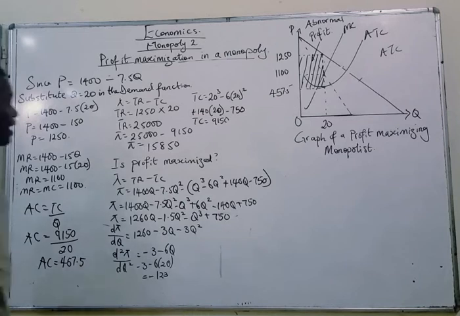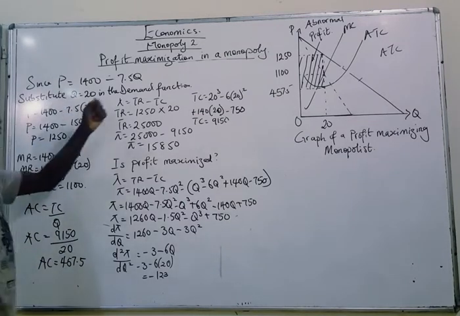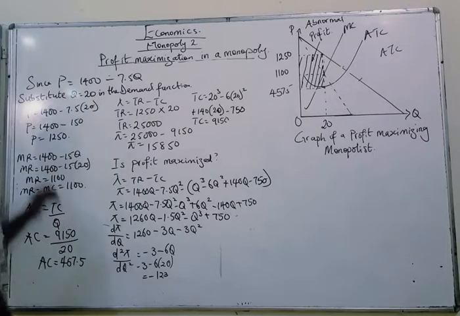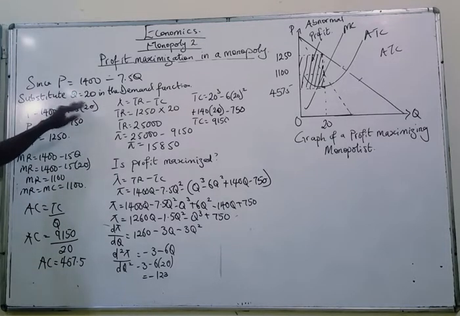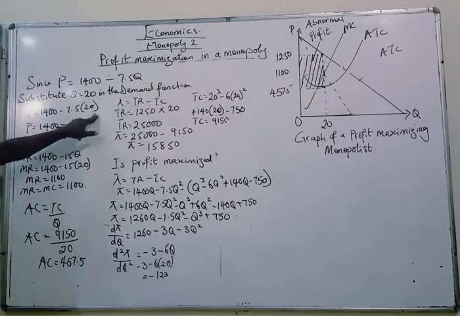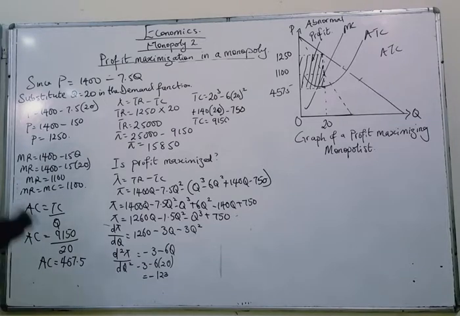Alright. Having done that, how do we get the price? Since the price function is given as 1,400 minus 7.5Q, what we just have to do is to substitute the value of Q, which is 20, in the demand function. So we have P equals 1,400 minus 7.5 into bracket 20. Now, 1,400 minus this, this is going to give us 150. Then this minus this is 1,000. So the price that will be charged when 20 units is sold is 1,050.